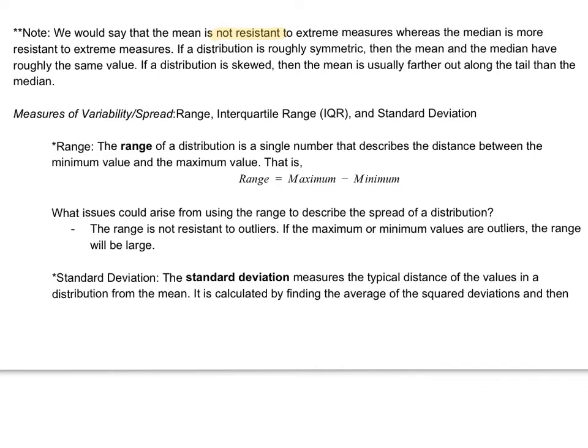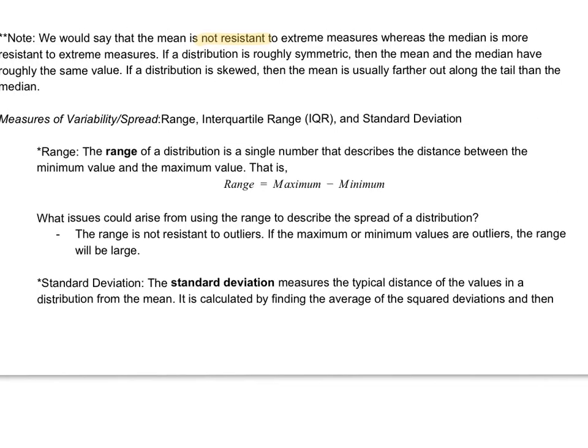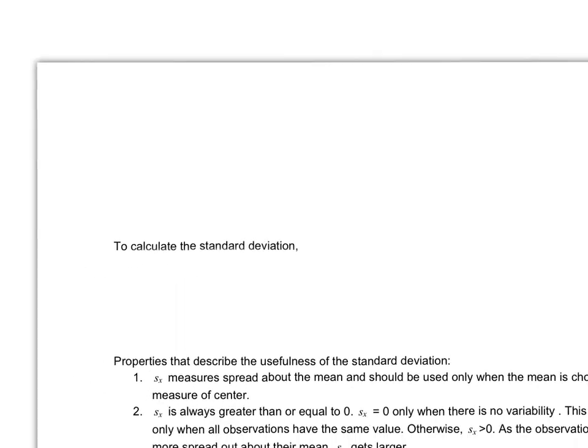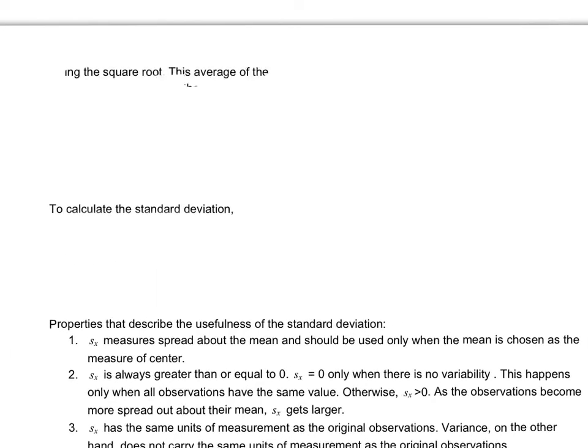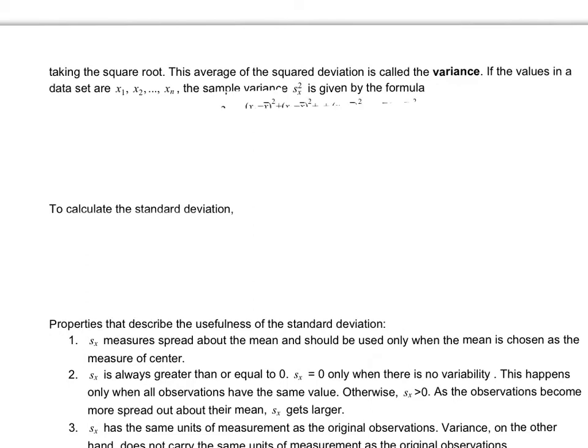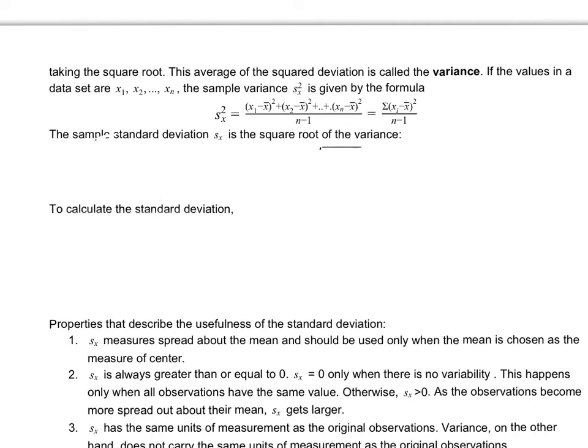So the standard deviation is calculated by finding the average of the squared deviations and then taking the square root. That initial average of the squared deviations that we're talking about is called the variance. So here's the formula for variance. We're going to go over this in class when we work on some questions. So just have the formula written down. And this is, of course, a sample variance.